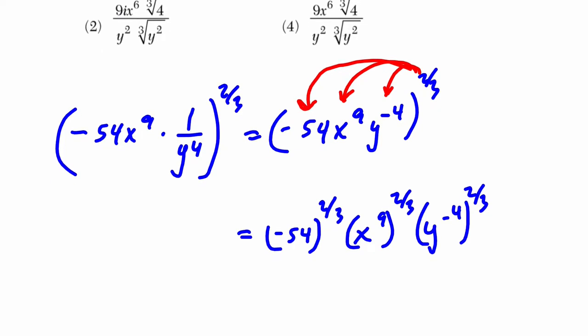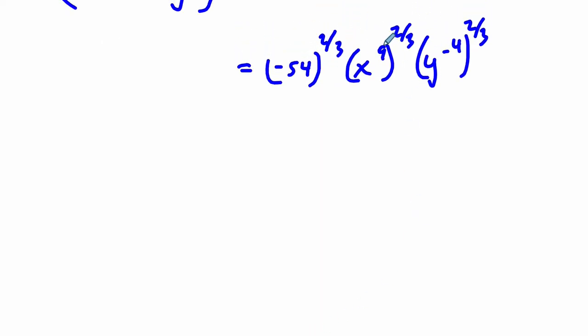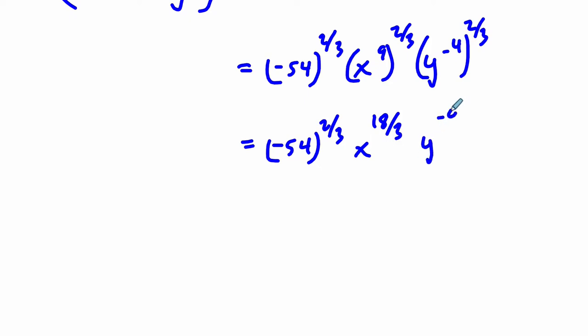How do we do this? Well, there's a law of exponents that tells us if we have an exponent with a parenthesis and another exponent, we can multiply them. So we can do 9 times 2/3 and negative 4 times 2/3. I'm going to leave the first part alone for a moment. So all of this becomes negative 54 in parentheses to the 2/3 times what? Well, 9 times 2 is 18, and 18 over 3 is going to be 6. And negative 4 times 2 is negative 8 over 3, which is negative 8/3.